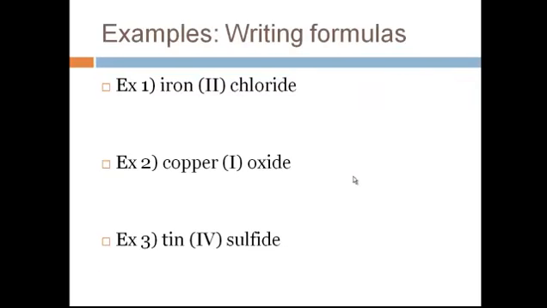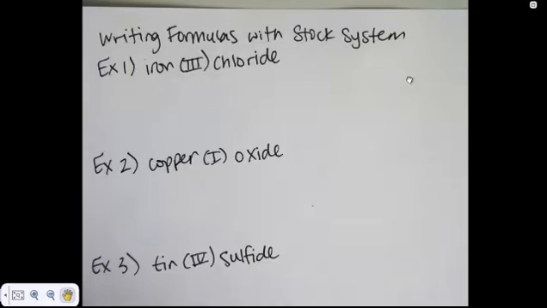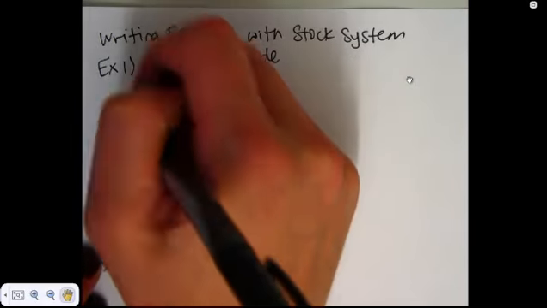So what if we have these names of ionic compounds and we want to write formulas? We're going to do 3 examples. You should write these all down in your notebook, and then you're going to do a bunch of these on your own. So here we go. Here's our first example, iron 3 chloride.